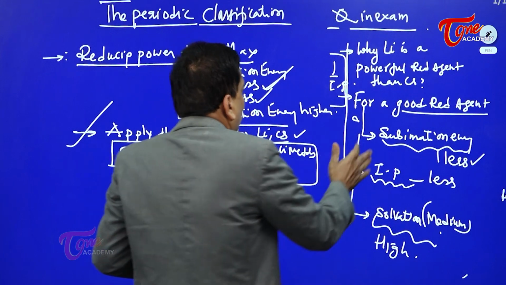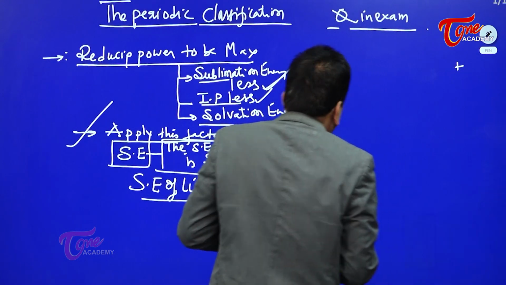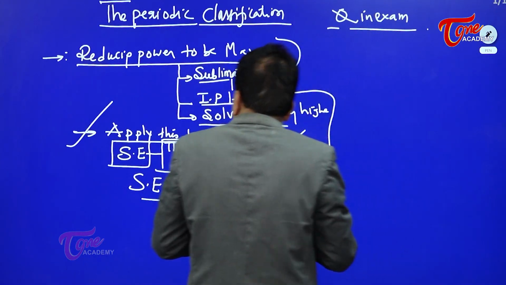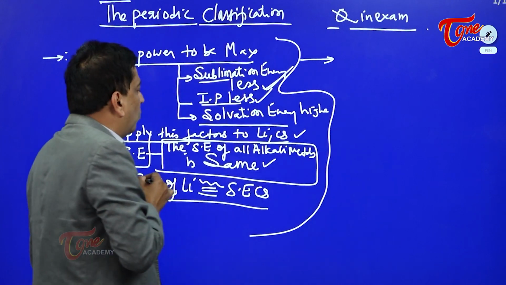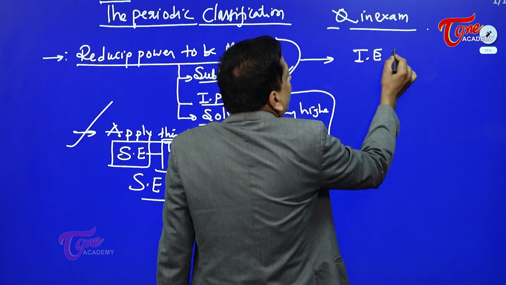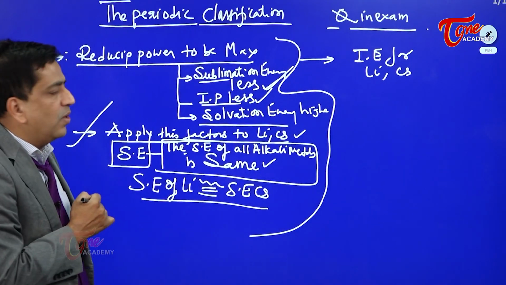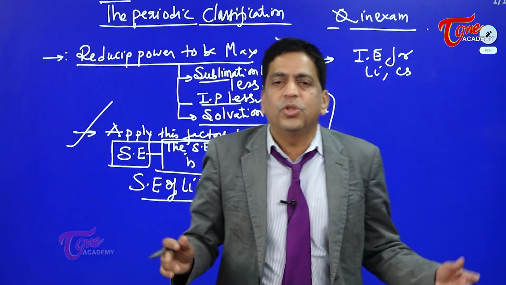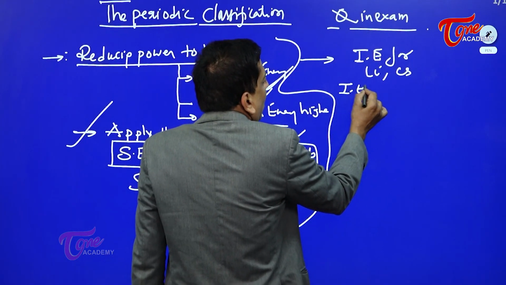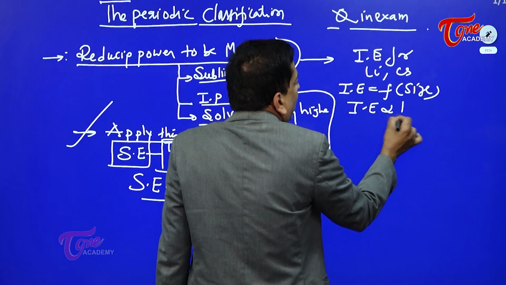Now look into this case. What we are doing is just judging ionization energies for lithium and cesium. Let us judge the ionization energies for lithium and cesium, and we want to choose the one which has lesser ionization energy. And remember, ionization energies are basically functions of size. In fact, ionization energies are inversely related to size.